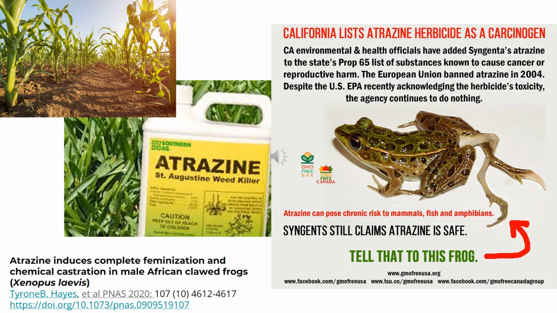It's been shown to induce complete feminization and chemical castration in some male frogs, so really big effects on reproduction in wildlife. And it's also been added to California's list of known cancer-causing compounds or reproductive harm for humans as well. This is not a good chemical. It's not worth killing all our weeds for this negative effect.